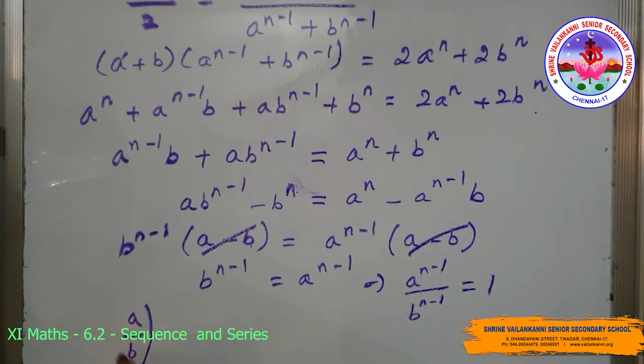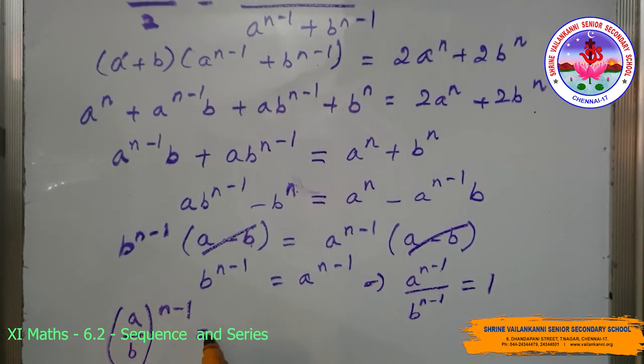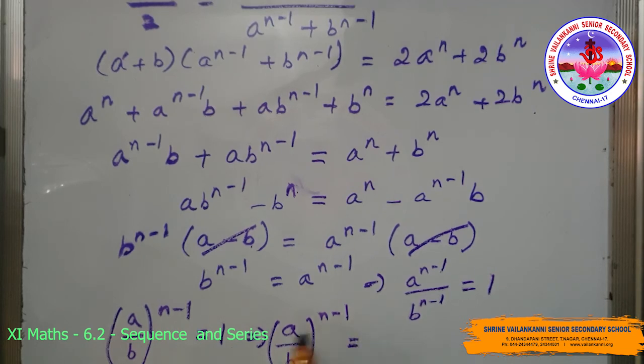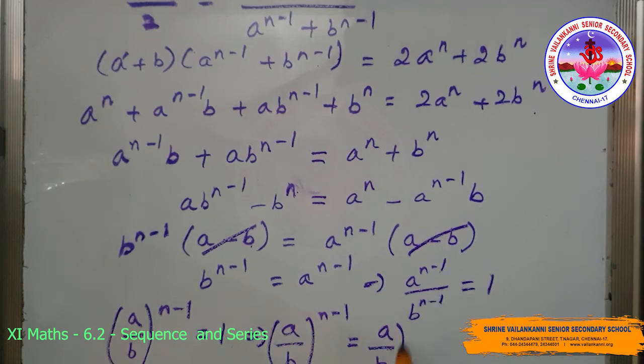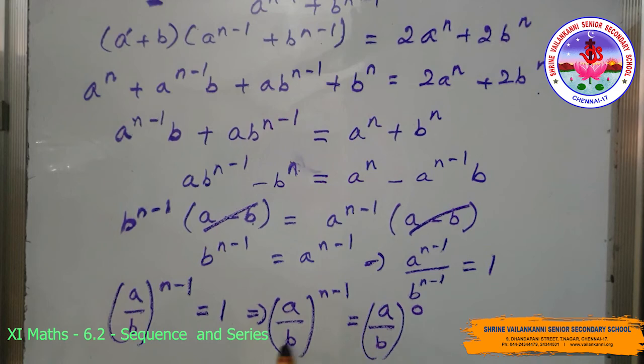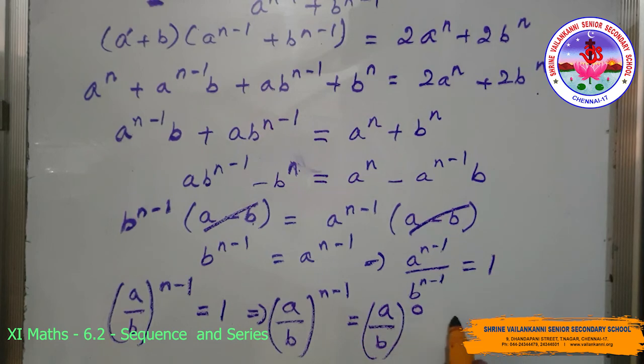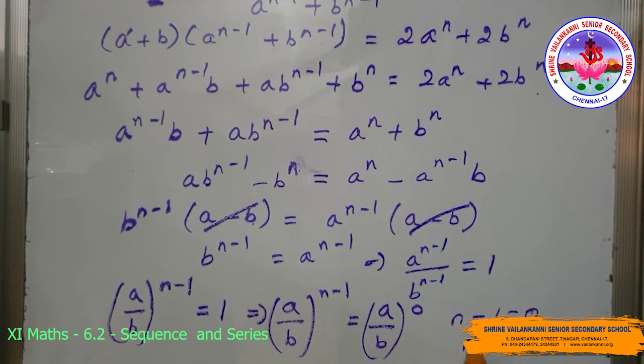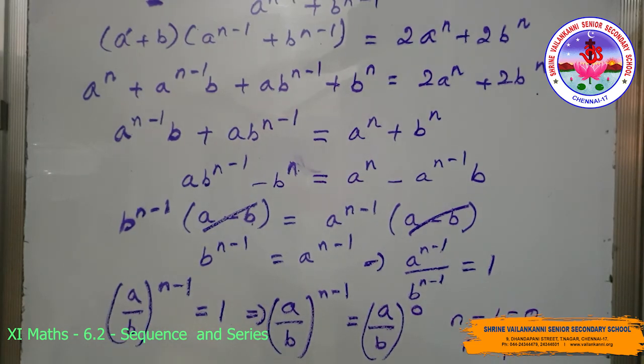So (A by B)^(n-1) is equal to 1. Anything to the power 0 is 1. So I am taking this 1 as (A by B)^0. Here I am getting the same constant A by B on the left and right hand side. So equating the powers of A by B, n minus 1 equal to 0. So n equal to 1. Thus the value of n is 1.